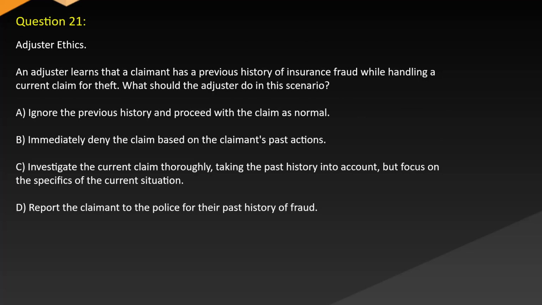Question 21. Adjuster ethics. An adjuster learns that a claimant has a previous history of insurance fraud while handling a current claim for theft. What should the adjuster do in this scenario? A. Ignore the previous history and proceed with the claim as normal. B. Immediately deny the claim based on the claimant's past actions. C. Investigate the current claim thoroughly, taking the past history into account, but focus on the specifics of the current situation. D. Report the claimant to the police for their past history of fraud.